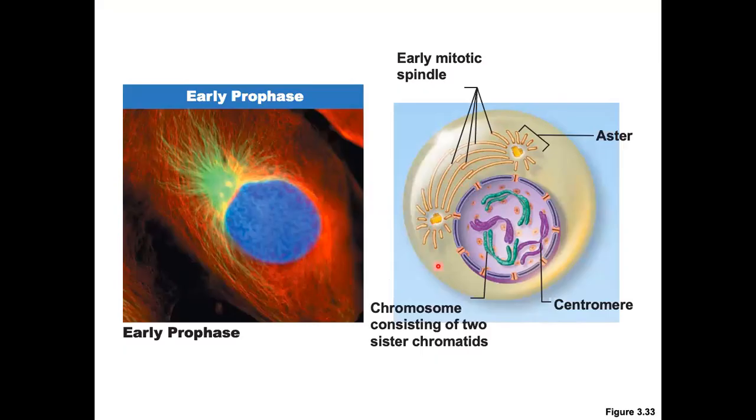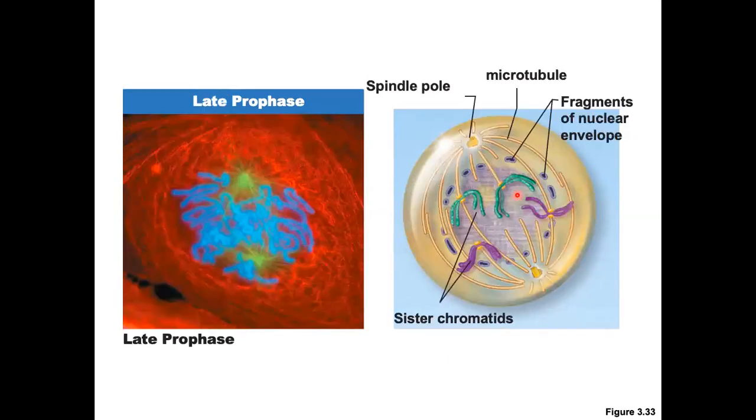So the centrioles go to opposite poles, right? The spindle fibers radiate from them. The nuclear envelope breaks down, and then the microtubules are going to attach to the centromeres of the chromosomes. So here's late prophase.